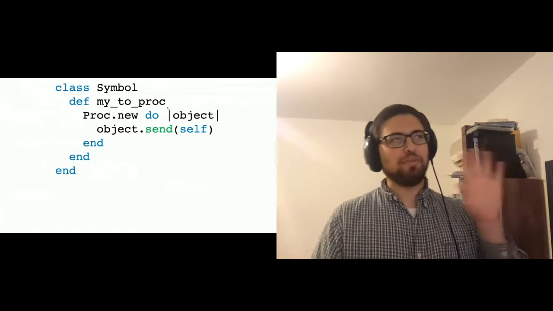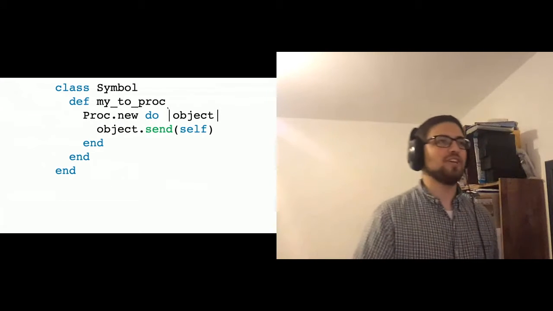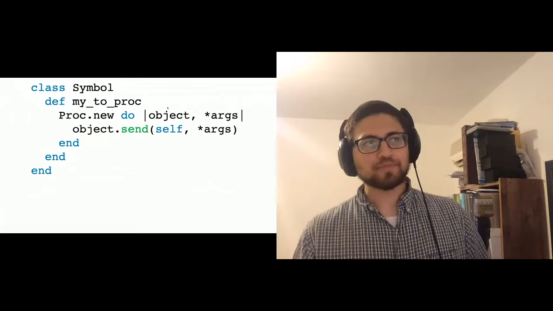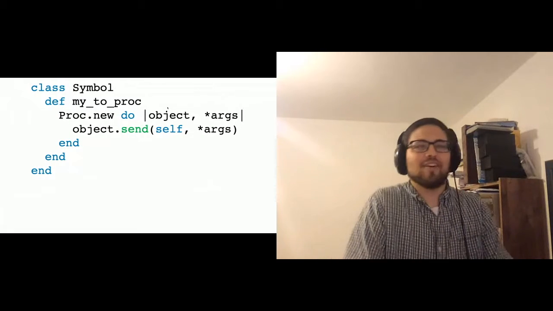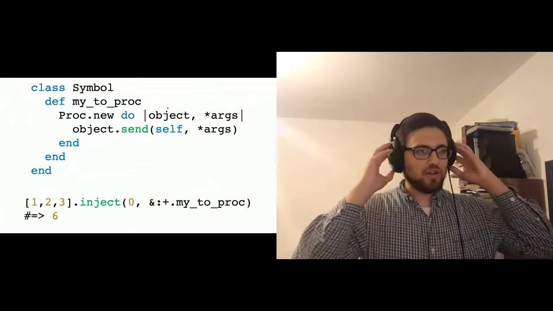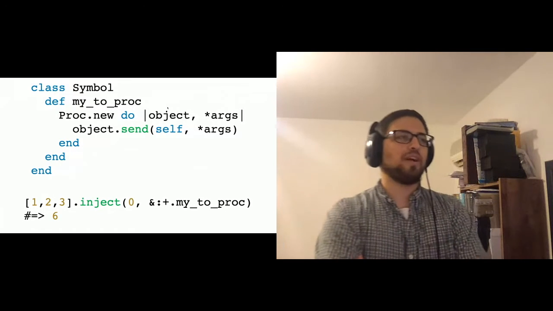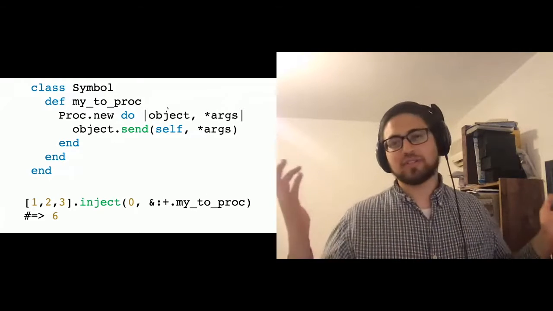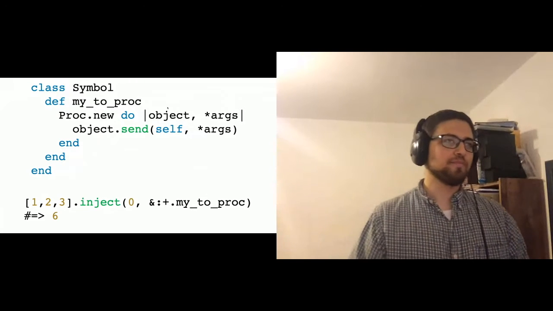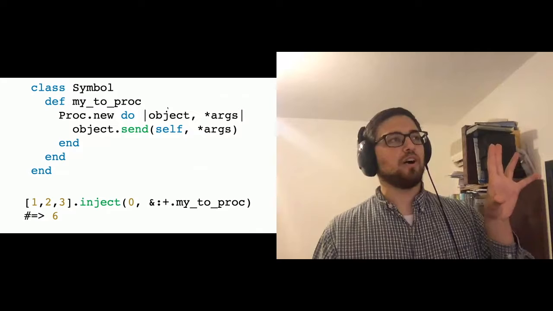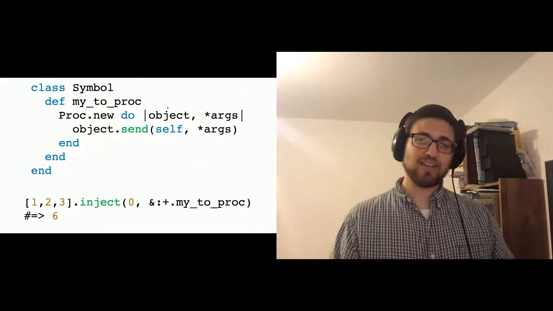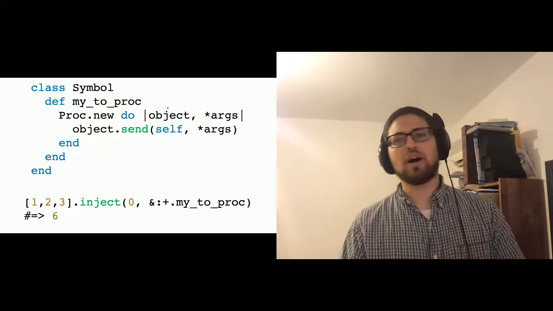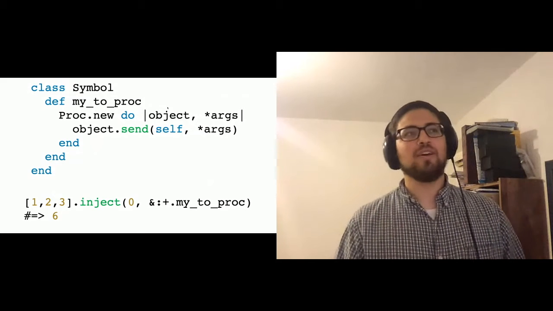Okay, so back to our definition of my to proc, we have to make an adjustment. We have to allow it to take an arbitrary number of arguments. Okay, and actually that's enough. That actually works. So when we try 1, 2, 3, inject zero, and then my to proc on plus, it works. It outputs six exactly as you'd expect. Okay, so here's our implementation of my to proc, and we can use this to stand in for the actual symbol to proc to understand what's going on inside of what we saw before, this magical formula.